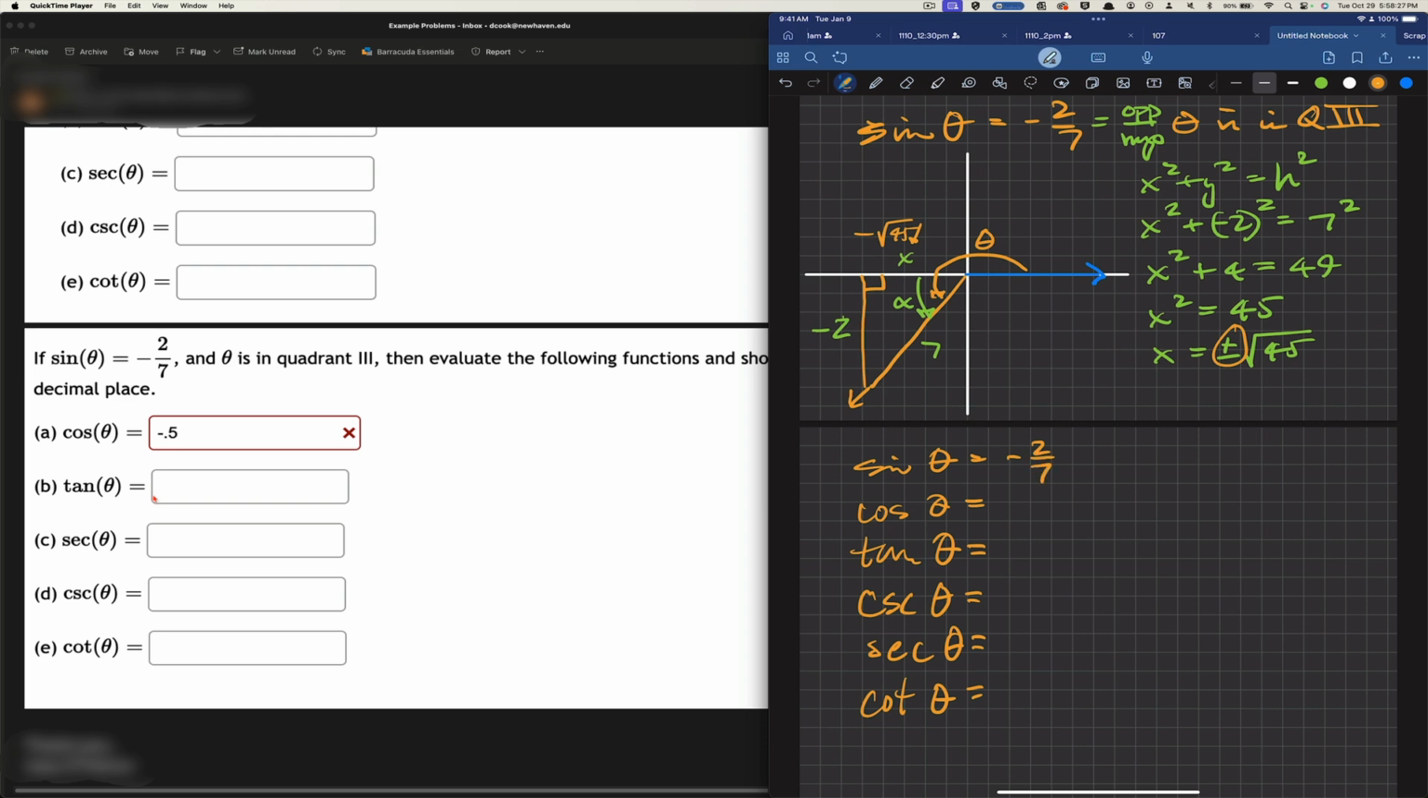Cosine is going to be negative square root 45 over 7. Tangent is going to be opposite over adjacent, negative 2 over negative square root 45, which of course is 2 over square root 45, because the two negatives, when divided, become positive. Cosecant is the reciprocal of sine, so we get negative 7/2. Secant is the reciprocal of cosine, so it's negative 7 over square root 45. And then cotangent is the reciprocal of tangent, so I'm going to get square root 45 over 2.